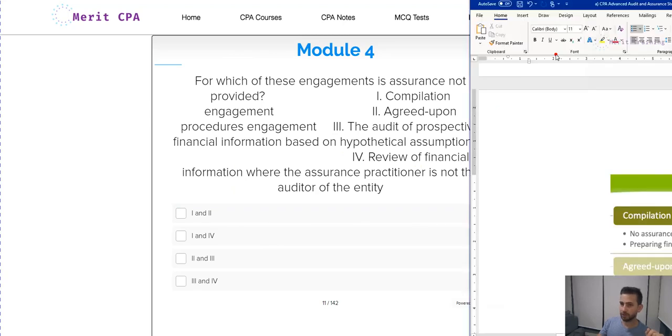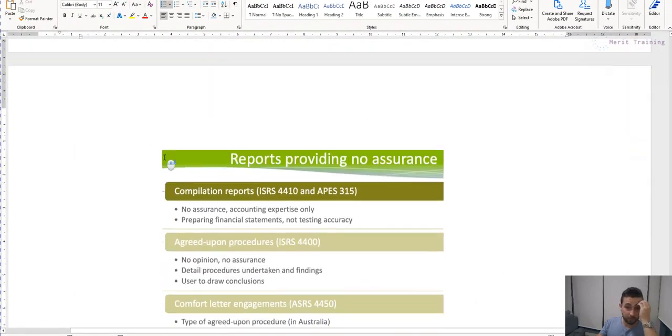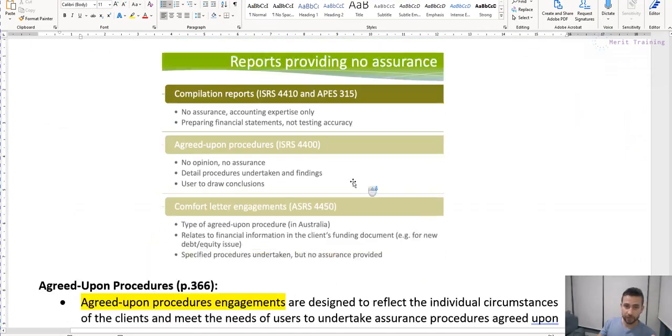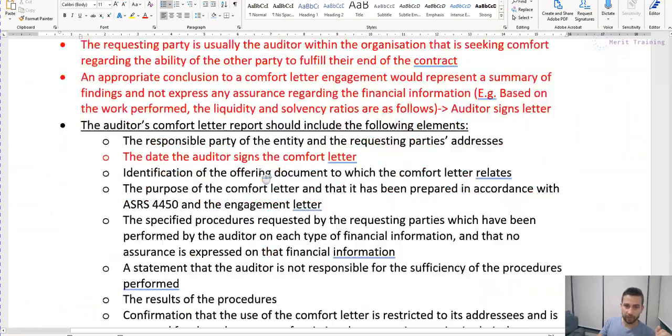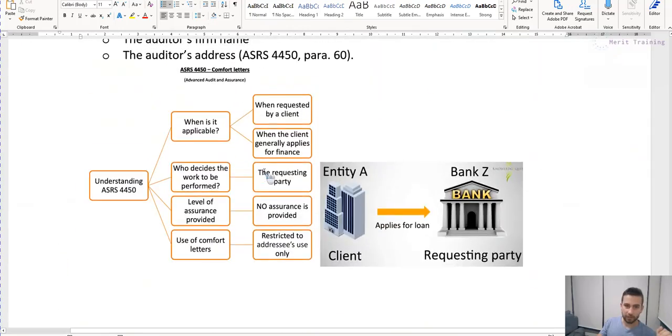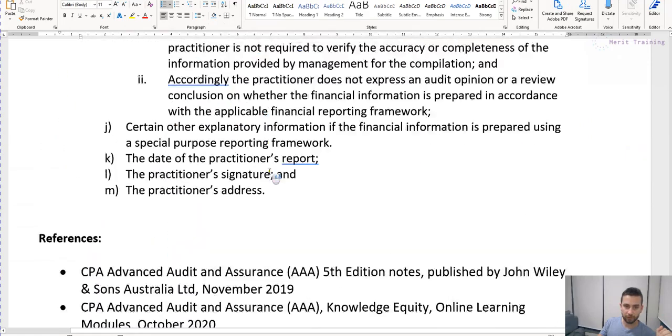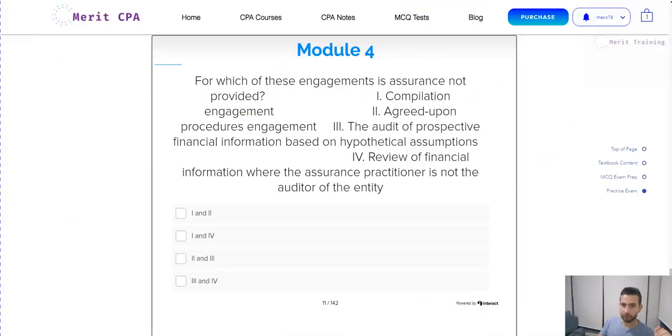So previously what we did is we went up to here, we saw compilation reports, agreed upon procedures, no assurance. Also this one, which wasn't mentioned in the question. What I'm going to do now is scroll down, see if I can find the other ones. And if not, I'm just going to do a Control F. Okay, I'm going to do a Control F because we hit the bottom of the note. So I'm going to do a Control F based on prospective, see what I can find. If it's going to take too long, I'll probably just lock in 1 and 2 because it's quite clearly the answer.